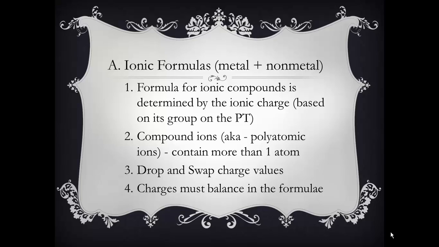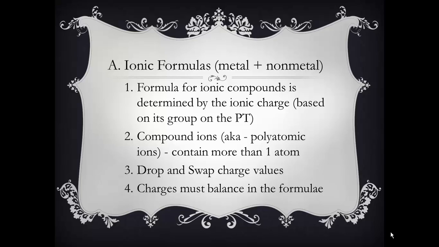Alright, so the first formula that we are going to review is the ionic compound. An ionic compound has a metal and a non-metal to make a crystal, or a salt, they call it. And to figure out the formula, you have to use the periodic table to find its charge.